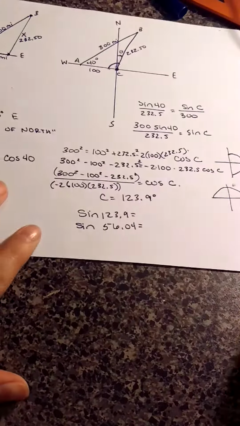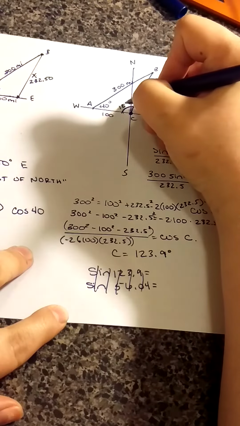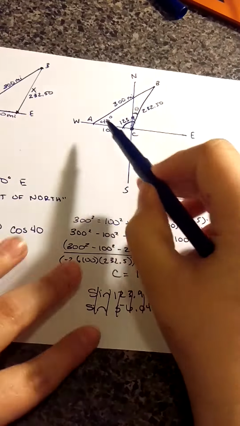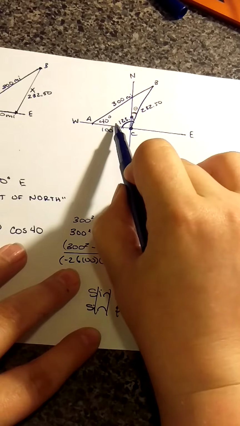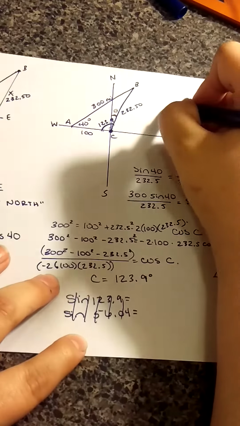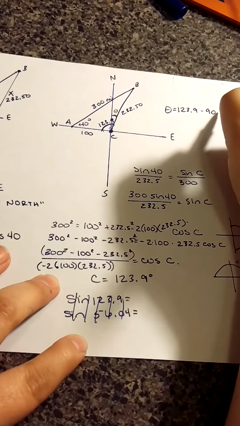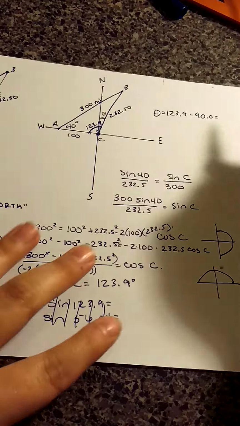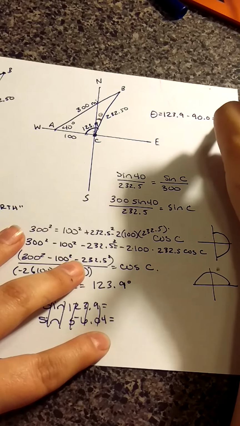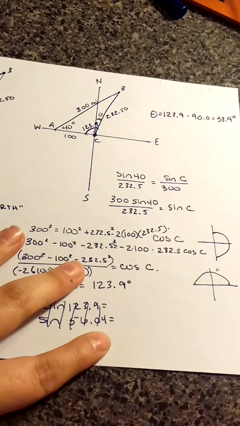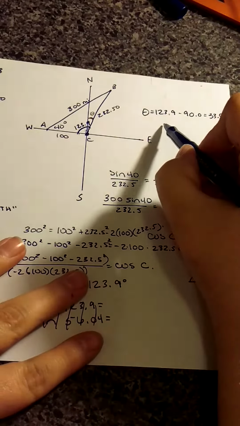So we finally found our angle, 123.9. And again, at this point, we've done 90% of the work. The last thing is just to subtract away the 90 degrees to get the theta. So theta is 123.9 minus 90 degrees. And so we should get 33.9 degrees for theta. And now we just need to write it as a bearing.